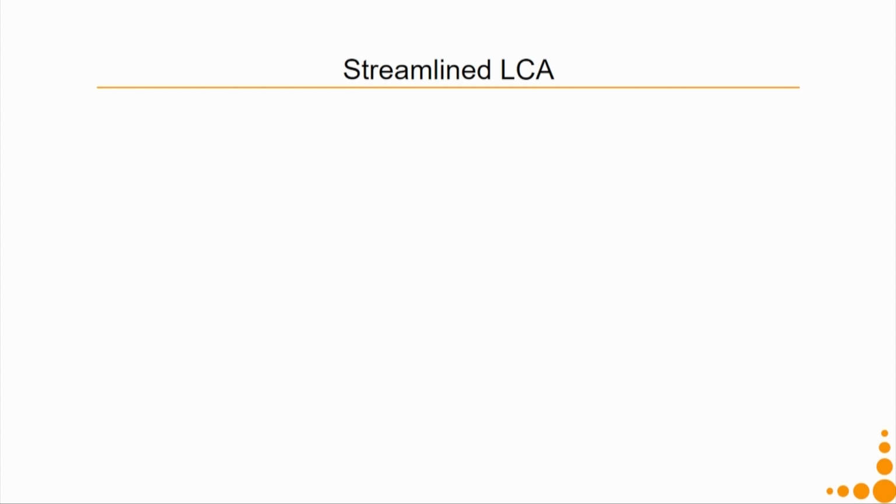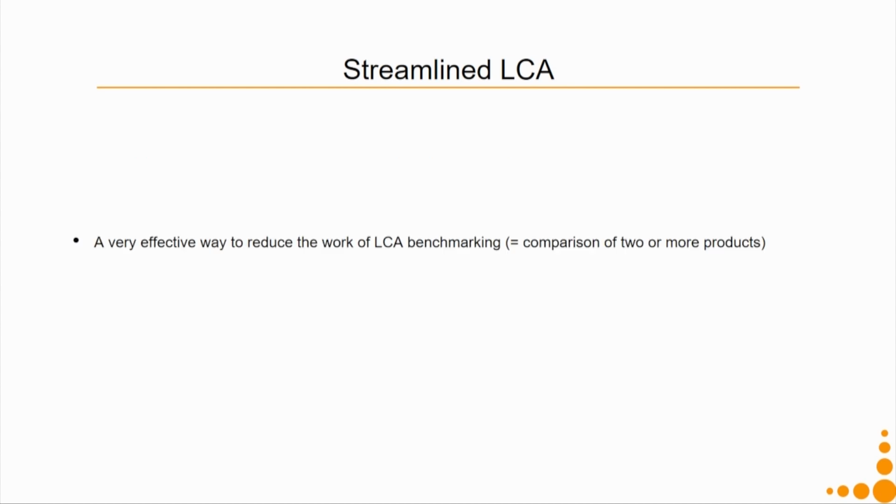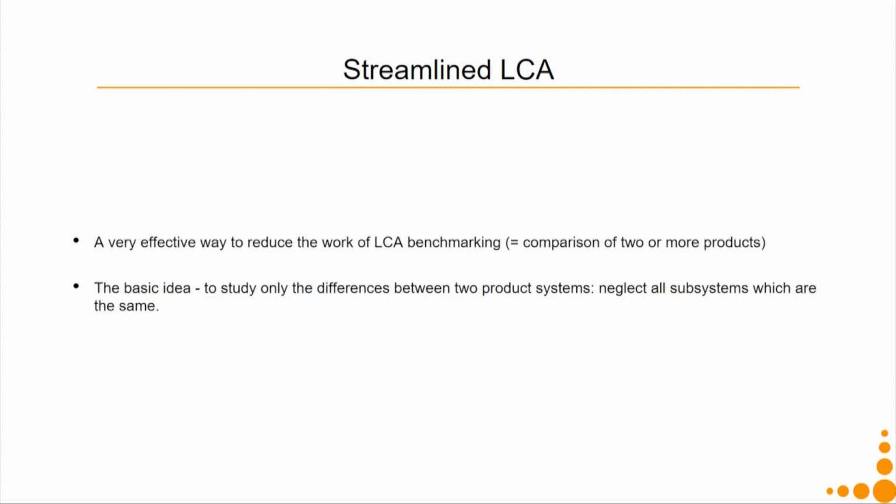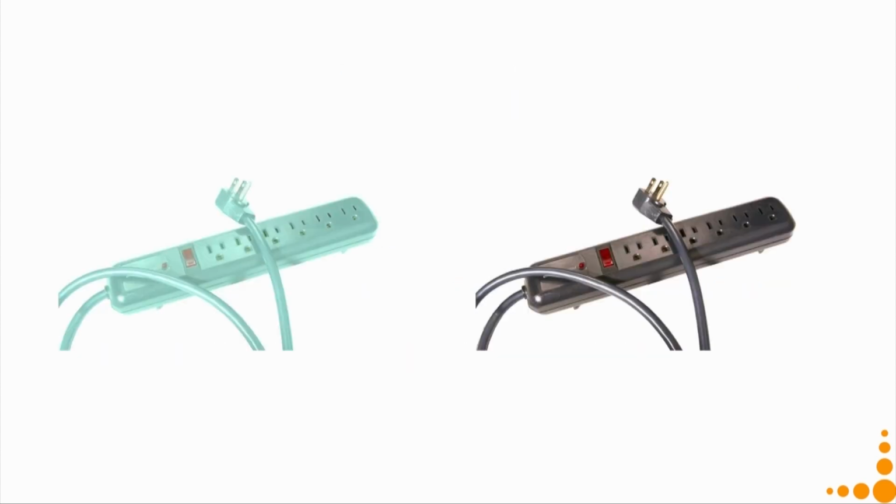Now, coming to something called streamlined LCA. What is streamlined LCA? It is a very effective way to reduce the work of LCA benchmarking when you are comparing 2 or more products. The basic idea is to study only the differences between the 2 product systems, neglecting all subsystems which are the same. Say for example, I have 2 different charging boxes.